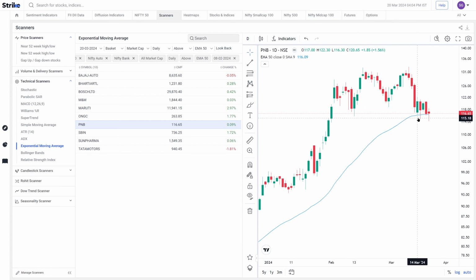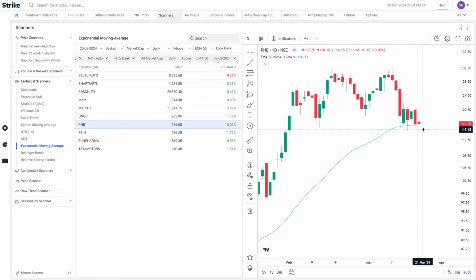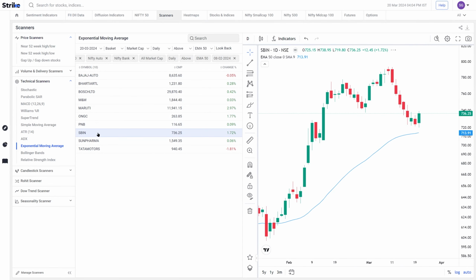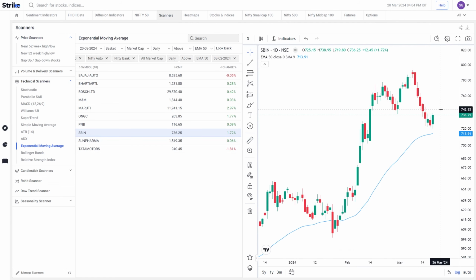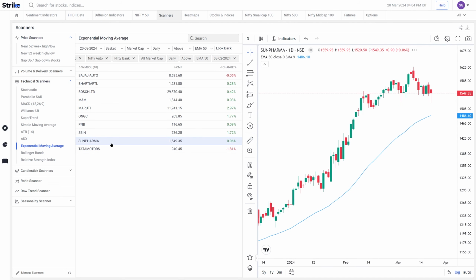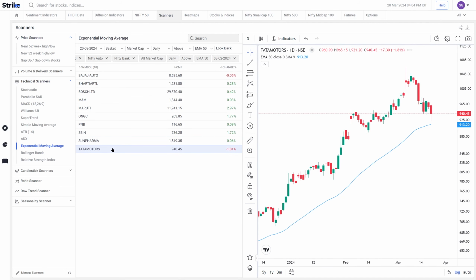So this is also just sitting at the 50 EMA, has not broken yet. Then SBIN, this has also not broken the 50-day exponential average since then. Sun Pharma and again Tata Motors. So this is the focus list that we can now keep in mind and continue with our scan.